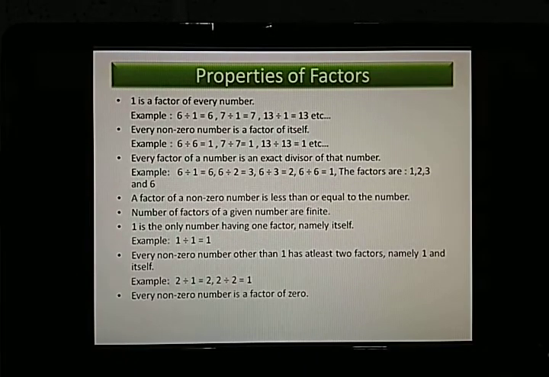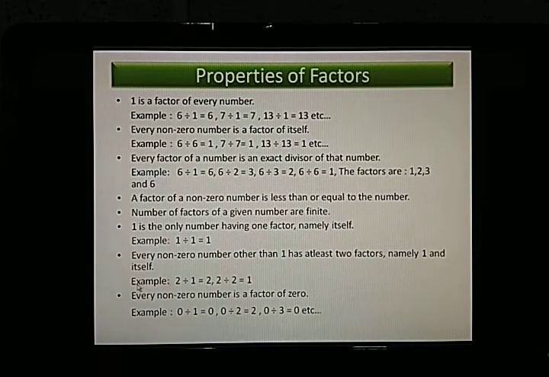Now moving on. The next point is every non-zero number is a factor of 0. So every non-zero number is a factor of 0. You can see from the example, all the numbers are a factor of 0. If we consider how many factors of 0 there are, it is all the numbers.